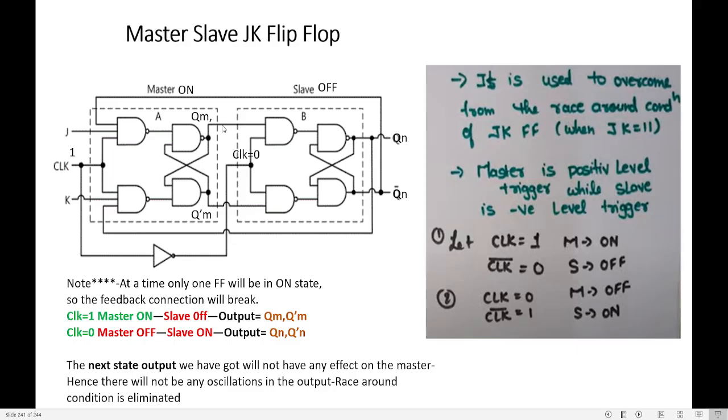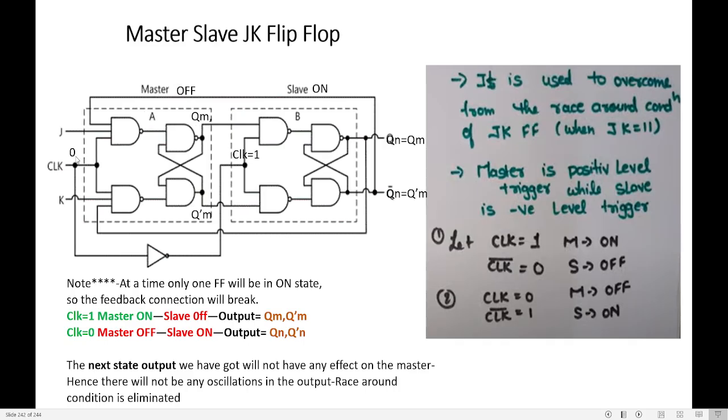So what is the output? QM, QM bar. Then the clock becomes 0. When the clock becomes 0, what happens? The master will be off and slave will be on. Since slave is on, the output of master is propagated to the slave's input. Output of master is given as a slave input.